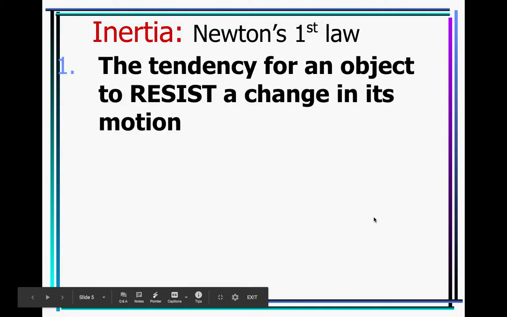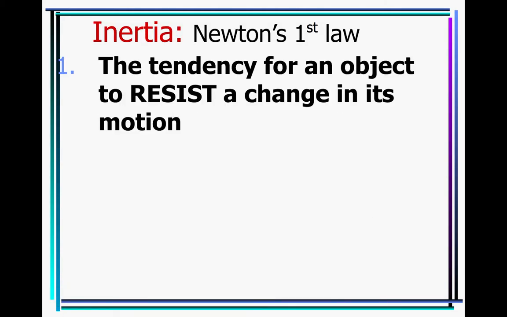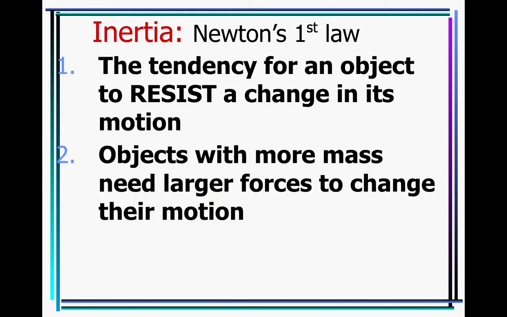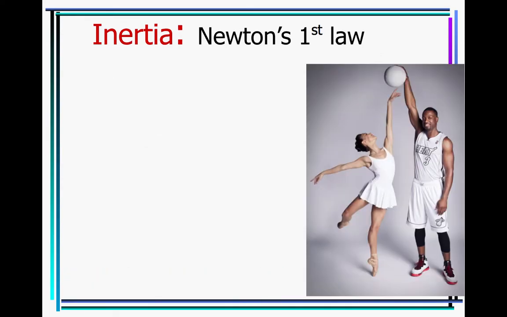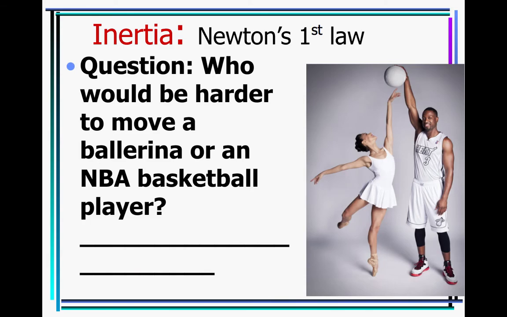All right, so the first law says that an object is going to resist a change in its motion, okay? The more mass it has, so we typically think, and sometimes we inaccurately use the word mass and weight together, but mass is how much matter is in that object, okay? If they have more mass, they're going to need bigger forces to change their motion. And so that's kind of what's going on here. If we think about this basketball player and this ballerina, who would be harder to move, we would definitely think that it would be that basketball player because he has more mass, okay?